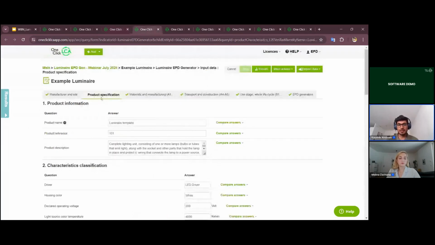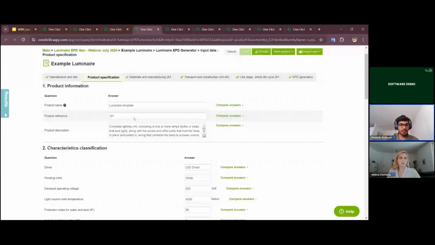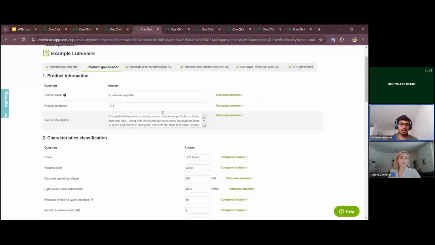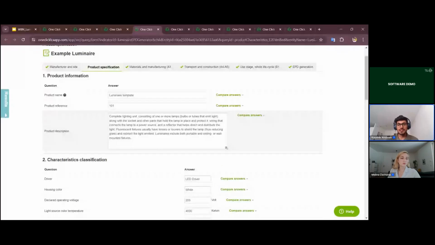The next tab, product specification. Here we go into a bit more detail on the product specific description. So here I'm just describing what a lighting unit is. So it's a very simple definition of a luminaire, but you can also have more information here on technical specifications of the product and any other information like the standards the product complies with within the industry and so on.